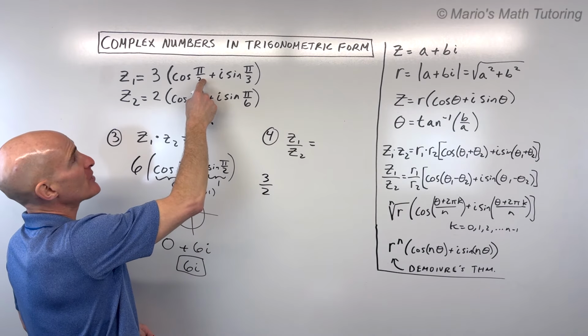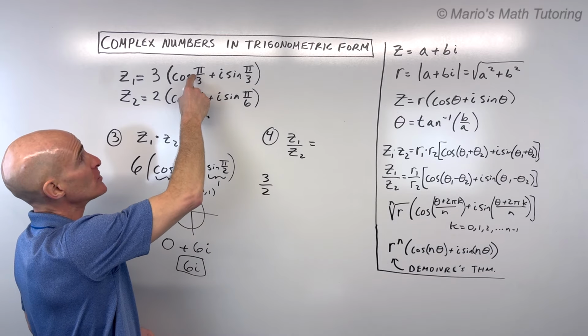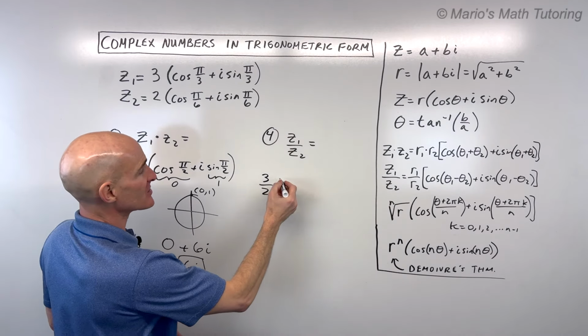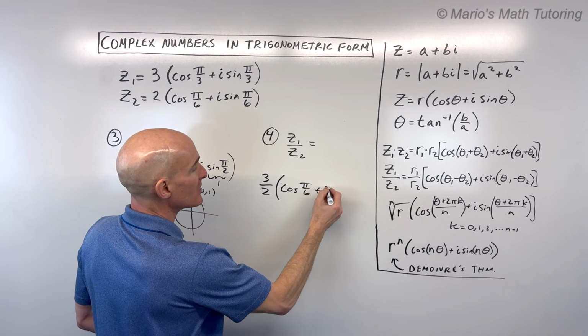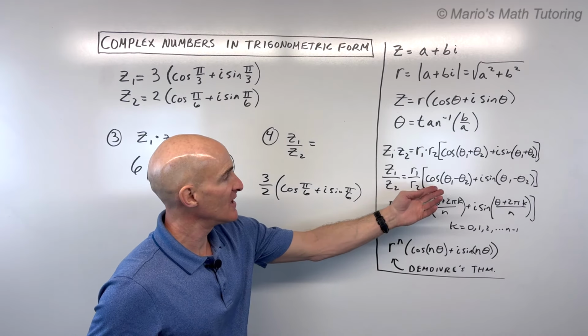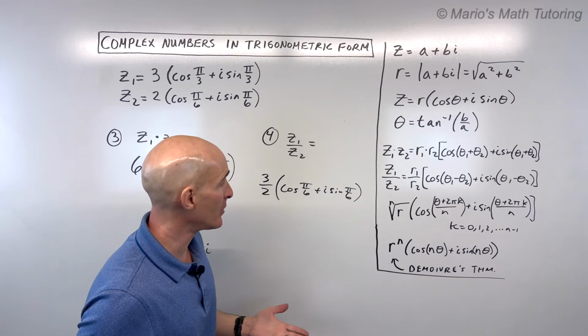Well, pi over 3, that's like 2 pi over 6 if I multiply the numerator and denominator by 2. 2 pi over 6 minus 1 pi over 6 is 1 pi over 6. So this is going to be cosine 1 pi over 6 plus i sine 1 pi over 6. The beauty of these formulas is, this is always going to be the same. So if you figure it out here, it's going to be the same answer there.